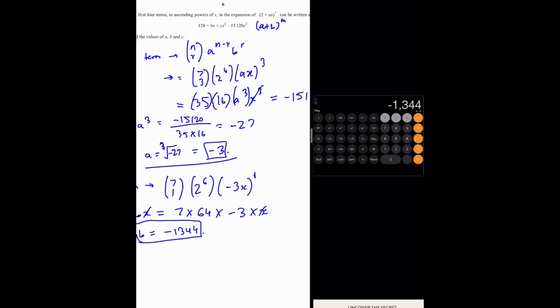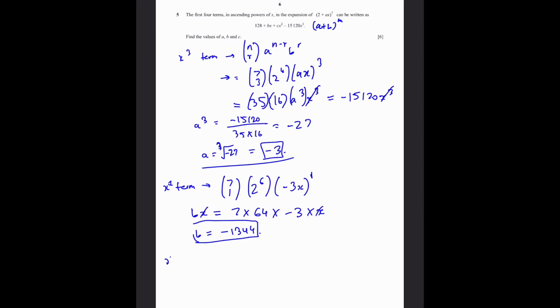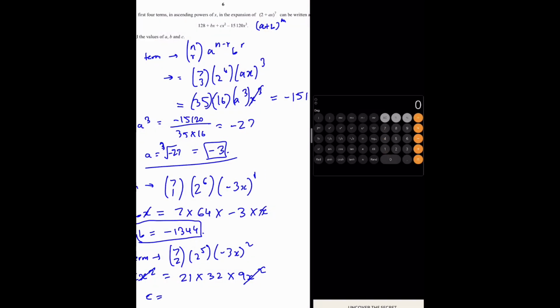And the last thing we have to do is finding c. That's the x squared term. Now we just put r is equal to 2 and do this. So cx squared is equal to 7 choose 2, which is 21, times 2 to the power of 5, which is 32, times (minus 3x) the whole squared, which is 9x squared. We can cancel the x squareds, so c is equal to, we can multiply these out. Once again, the calculator is a nice shortcut in this paper to get 6048 as our c value. And that'll be our final answer.